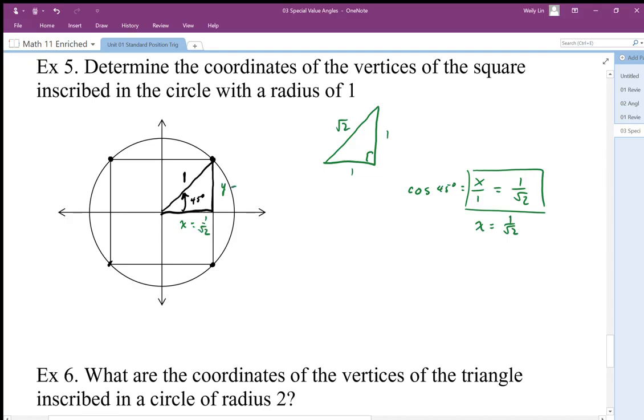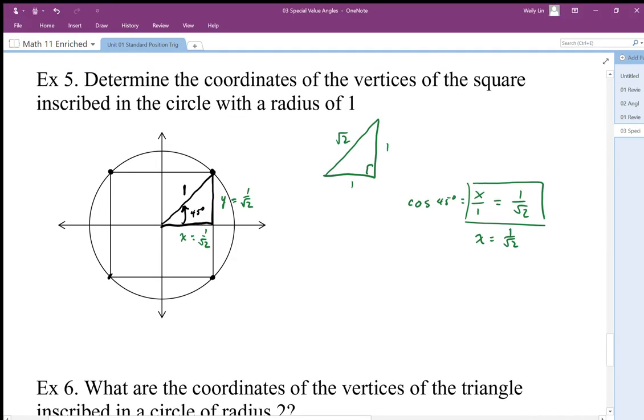The y length, well, since it's symmetrical, we can say that it's 1 over root 2, or we can use Pythagoras, or we can use sine to figure this out. But either way, we can find the exact value of those lengths. Okay, so this coordinate here works out to be positive 1 over root 2, positive 1 over root 2.